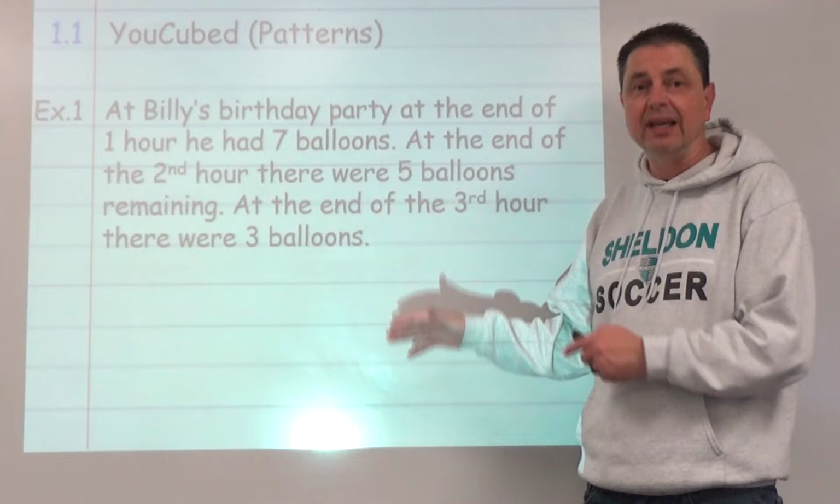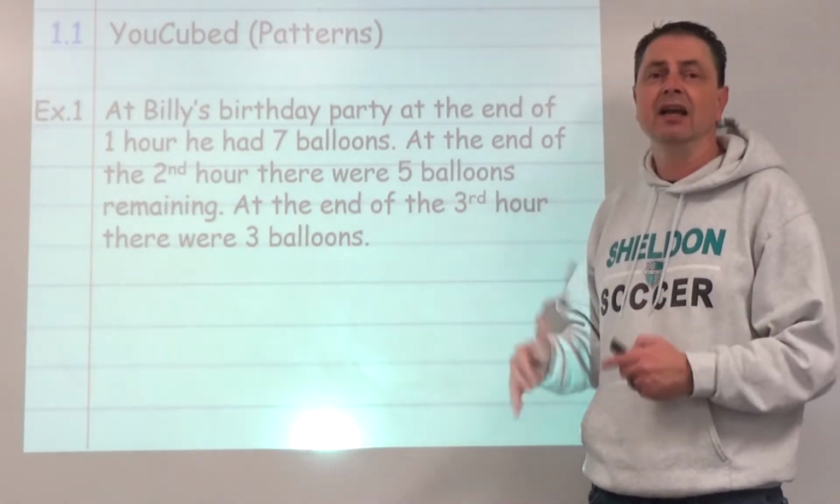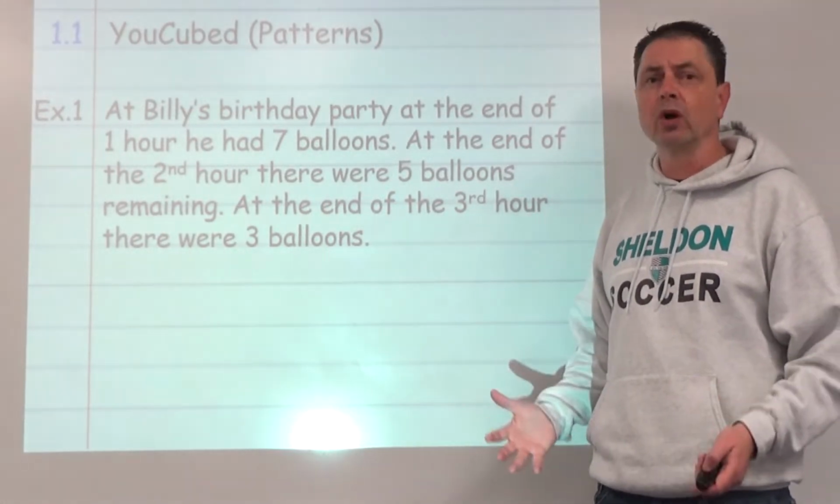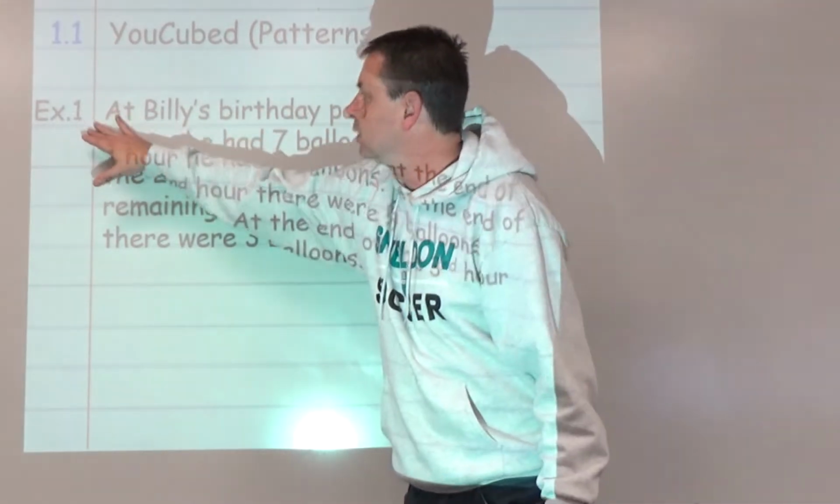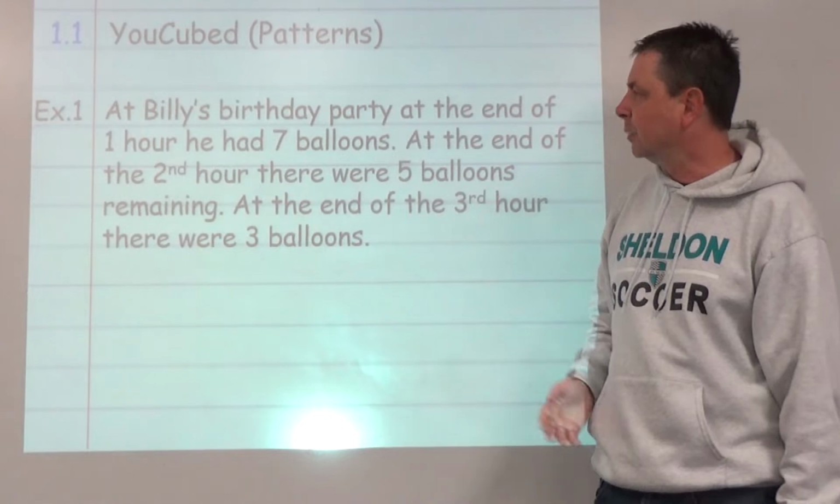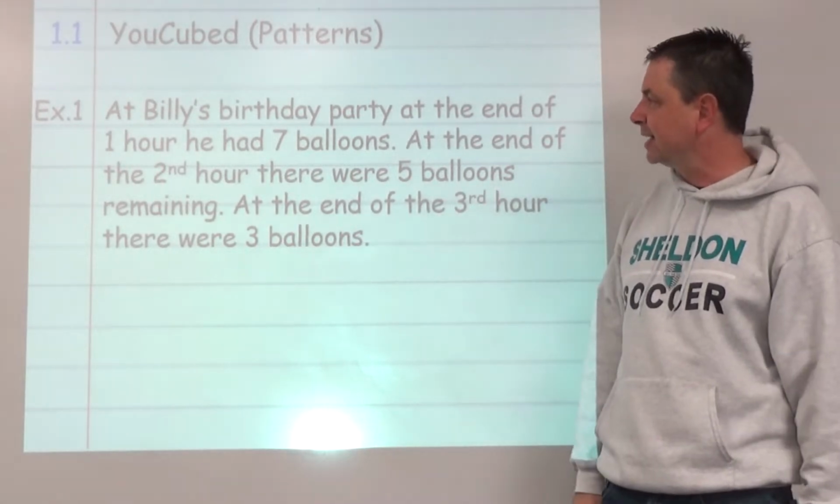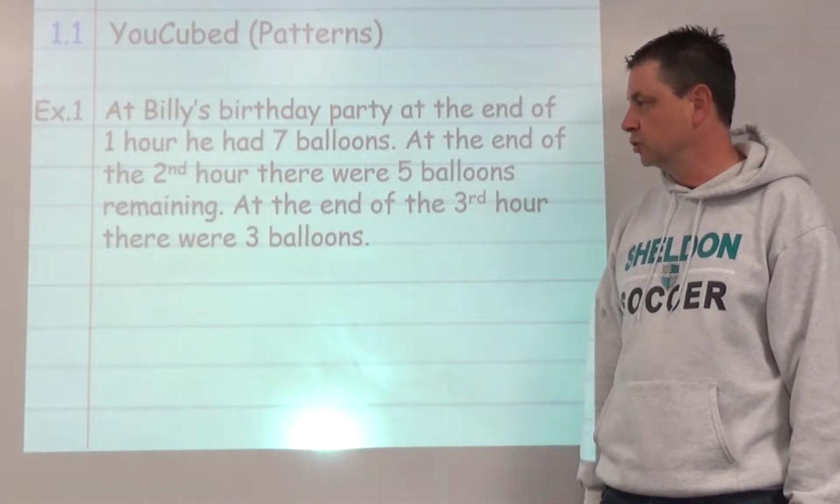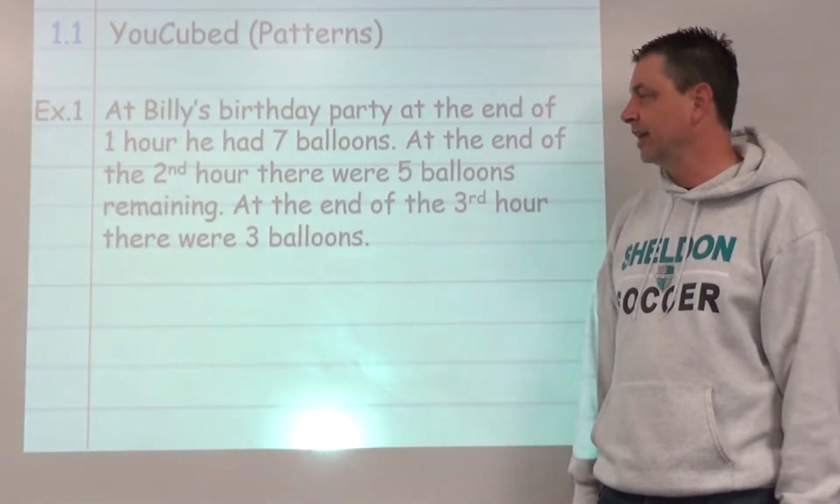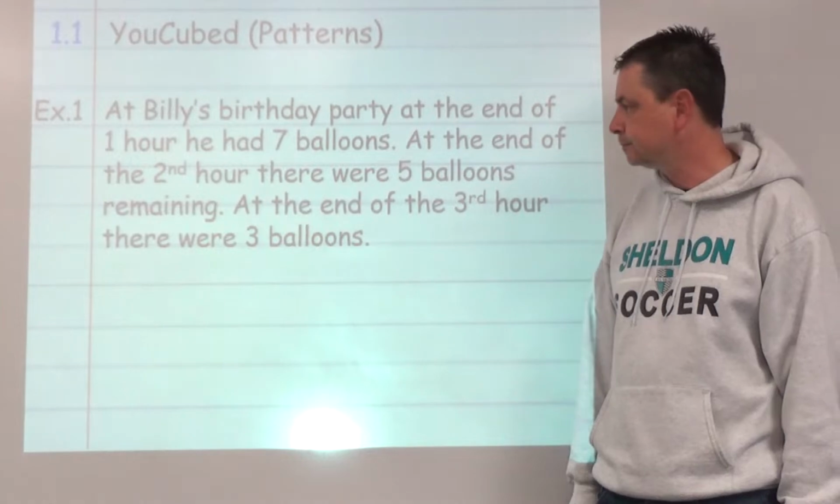Kind of leading up to that, we want to see how we want to attack these kinds of patterns, how we want to organize the information. So we're going to do that through example number 1, where it says, at Billy's birthday party at the end of 1 hour he had 7 balloons. At the end of the second hour there were 5 balloons remaining. And then at the end of the third hour, there were 3 balloons.